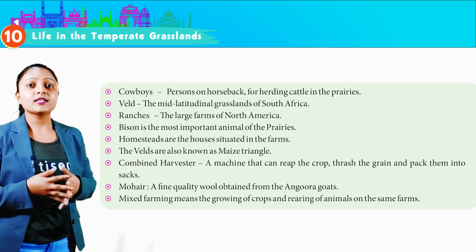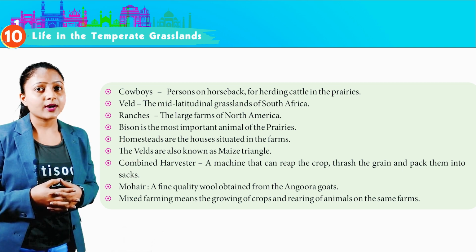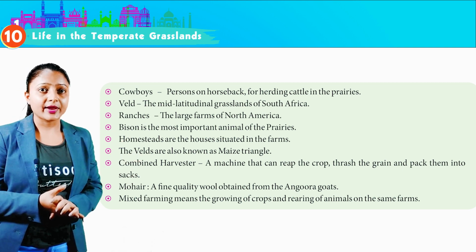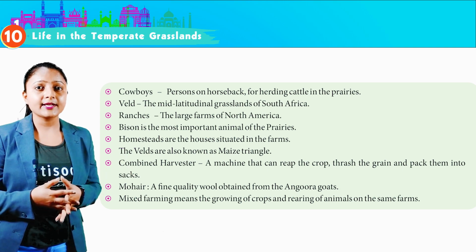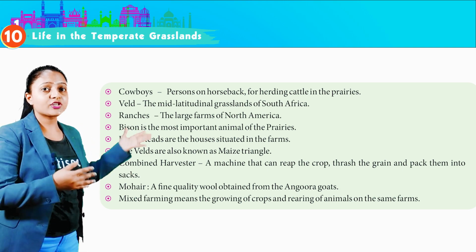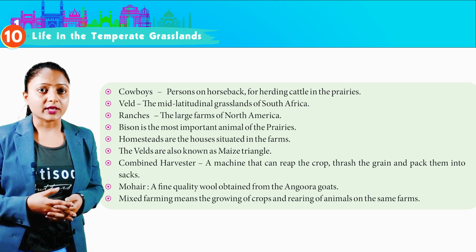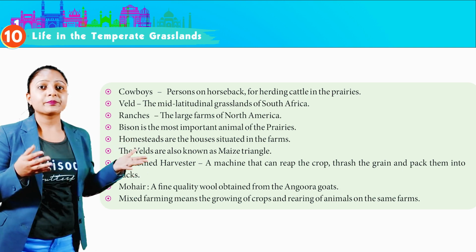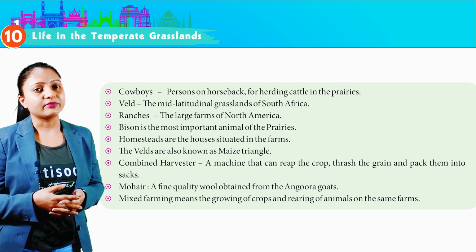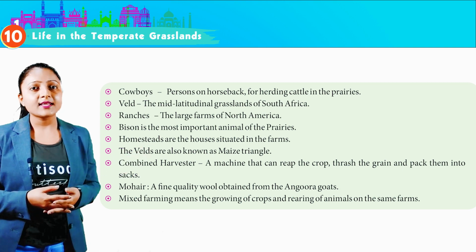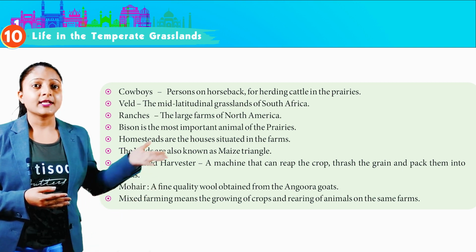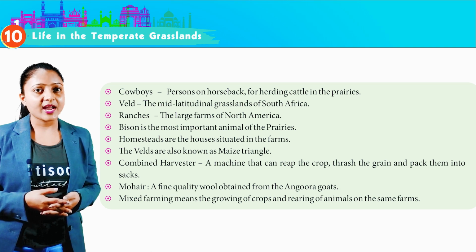Cowboys, persons on horseback for herding cattle in prairies. Veld, the mid-latitudinal grasslands of South Africa. Ranches, the large farms of North America. Bison is the most important animal of the prairies. Homesteads are the houses situated in the farms. The Veld is also known as the maize triangle.